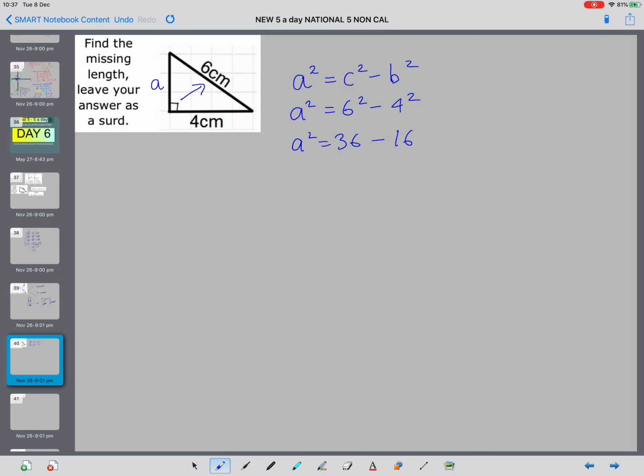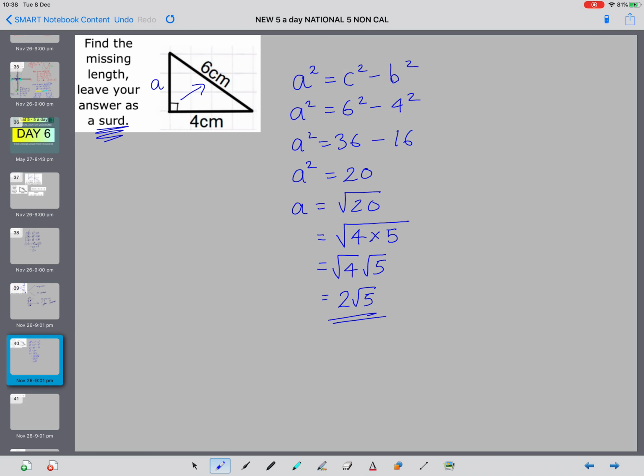So 36, take away 16. So A squared equals 20. So A equals the square root of 20. And then we want it in surd form. So you should know how to simplify that root 20. So think about your square numbers. What is the biggest square number that fits into 20? And it's 4. 4 multiplied by what gives you 20? 4 multiplied by 5. And if I separate that into root 4, root 5, it gives me 2 root 5. And that's it. Final answer.